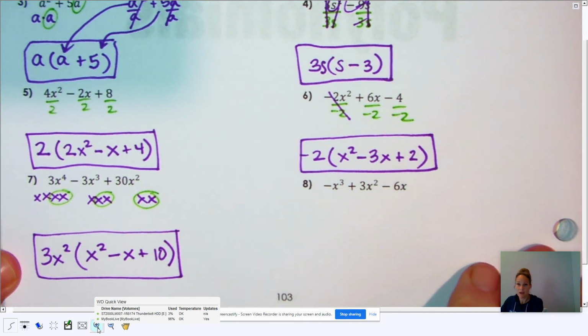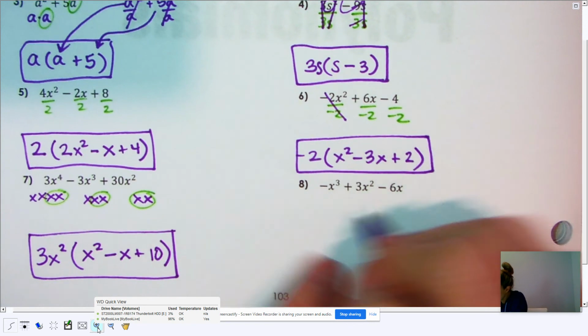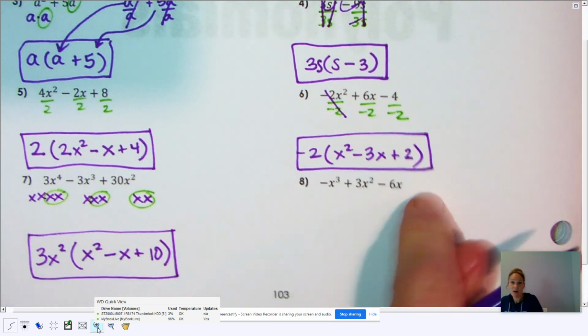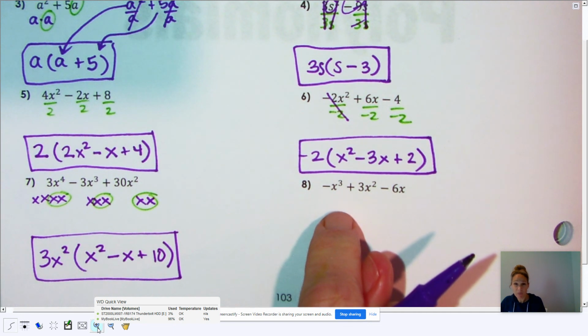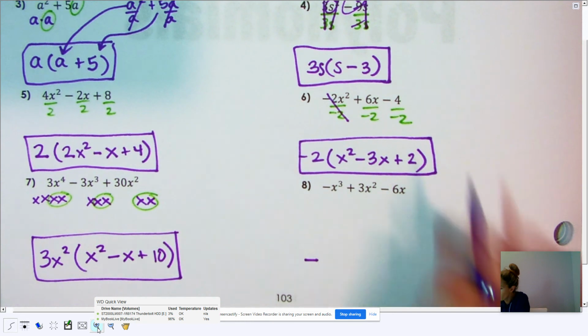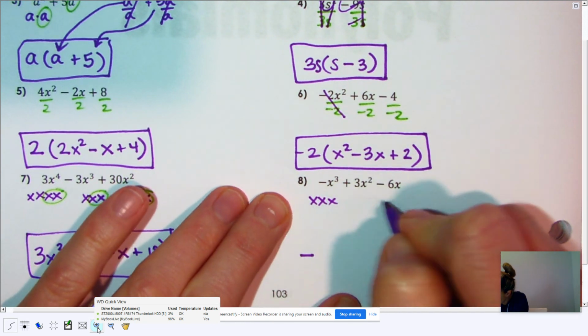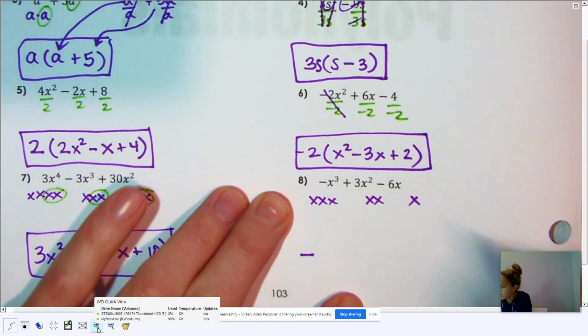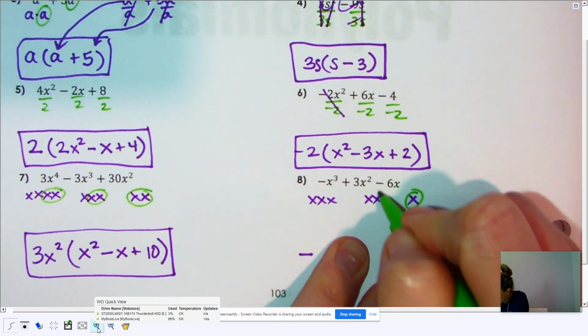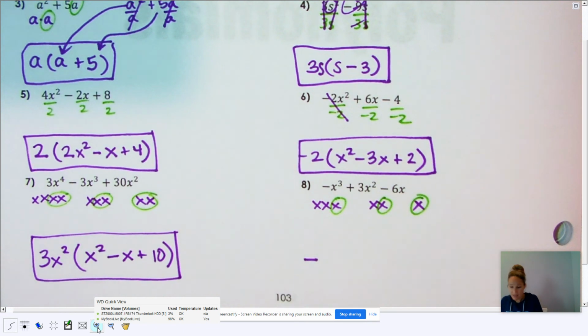Moving along to number 8. Again, I'm going to pull out this negative here. This is just a 1, a 3, and a 6. They all have 1 in common, but it doesn't really help to put a 1 there. So I'm going to pull out a negative. Then I'm going to say, well, there's 3 x's here, there's 2 x's here, and there's 1 x here. What do they have in common? Well, they have 1 x in common. And so that's what we can pull out.